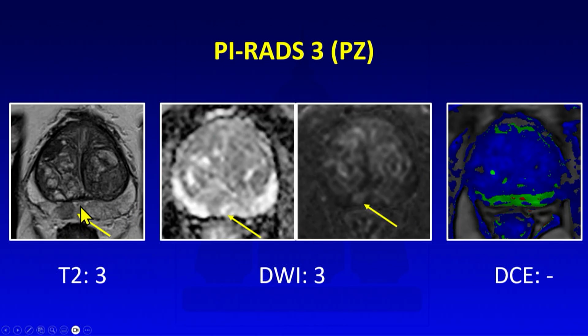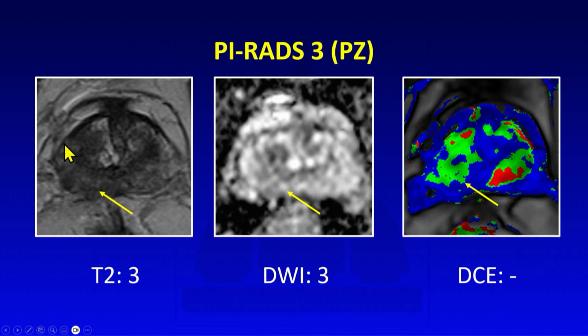This one, you can have some smudgy area on the T2, so I would give that a 3. And then you have some mild low signal on the ADC. This is the high B value. You have some high signal, so it's not really that markedly hypointense. The degree is not that strong. It's just kind of like mild signal. So I would give this a 3. And then the DCE is minus, so this stays as a 3. If the DCE was positive, then it would bump it to a 4.